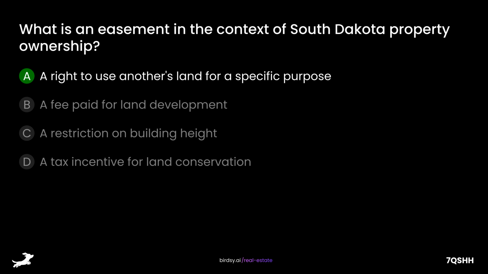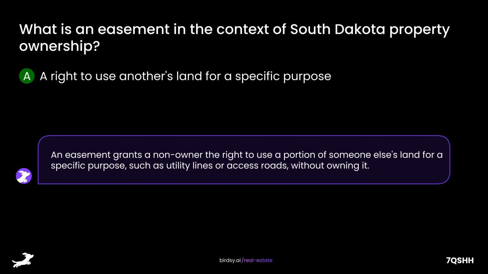The answer is A, a right to use another's land for a specific purpose. An easement grants a non-owner the right to use a portion of someone else's land for a specific purpose, such as utility lines or access roads, without owning it.